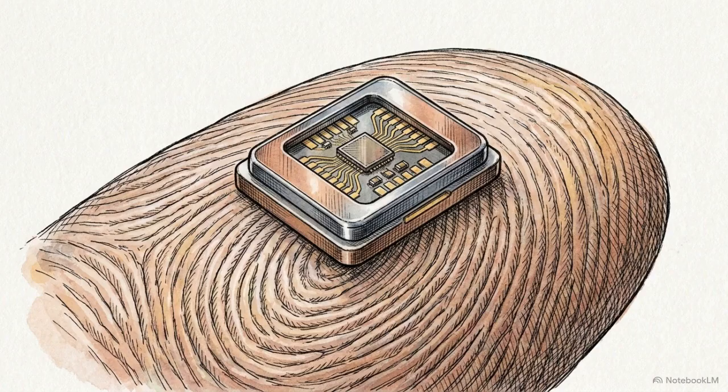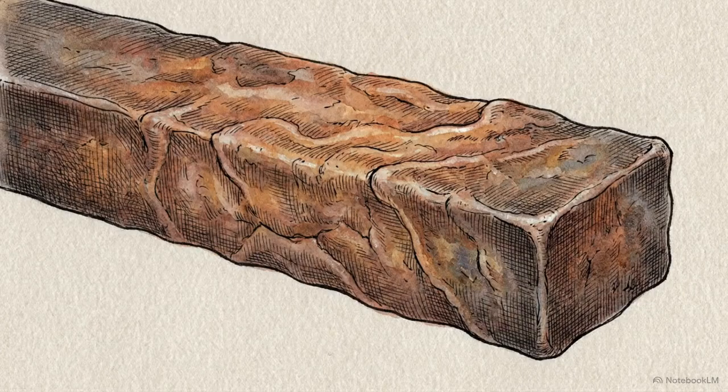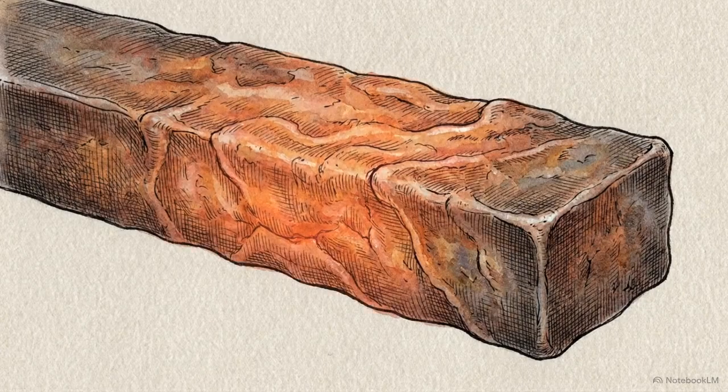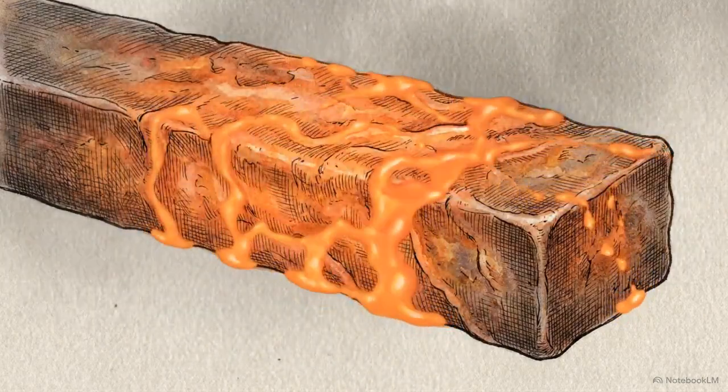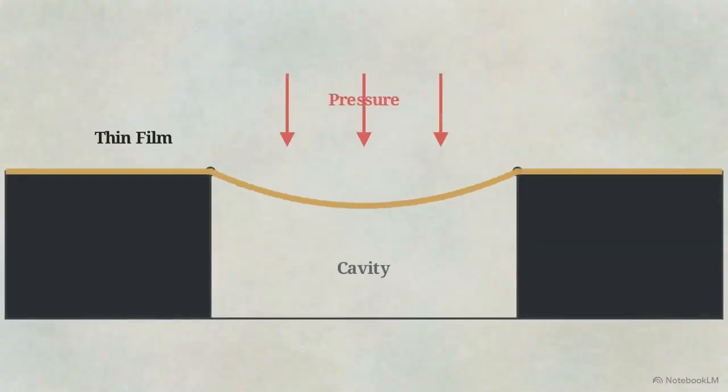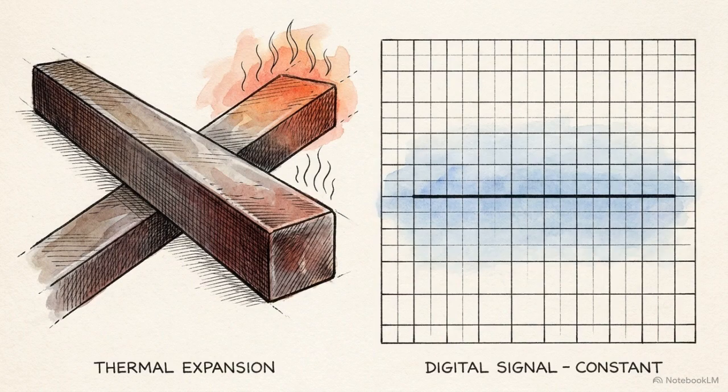To bridge that gap, we rely on the sensor. A sensor is a physical body or detector that reacts to a specific environmental condition, like a piece of metal expanding under heat, or a thin film bending under pressure. But a physical reaction alone isn't enough. That change has to be translated.